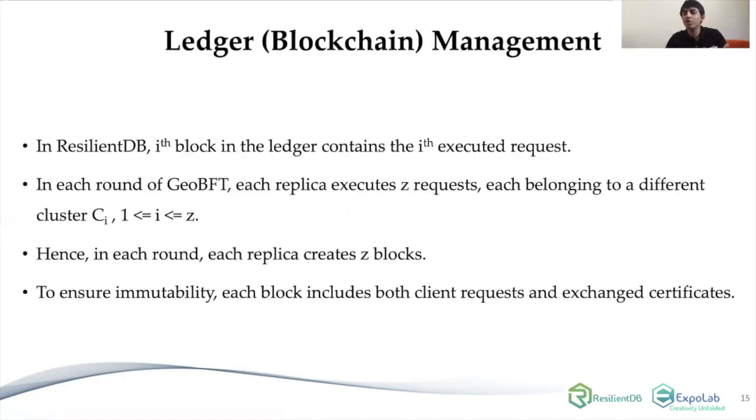Now, as we are talking about blockchain, we need to maintain a ledger. The key idea in ResilientDB is that for every ith request which is executed, we create an ith block. In one round of GeoBFT, there are three stages: local replication, intercluster sharing, and ordering. In this one round, if there are Z clusters, then Z requests get executed. For each of these Z requests, we create a different block. To ensure immutability, in each block we store not only the request, but also the commit certificates, the exchange certificates.